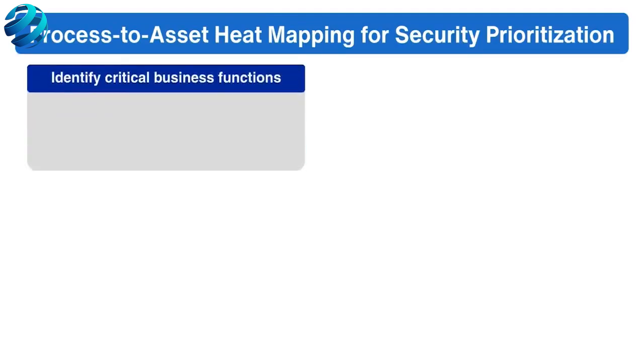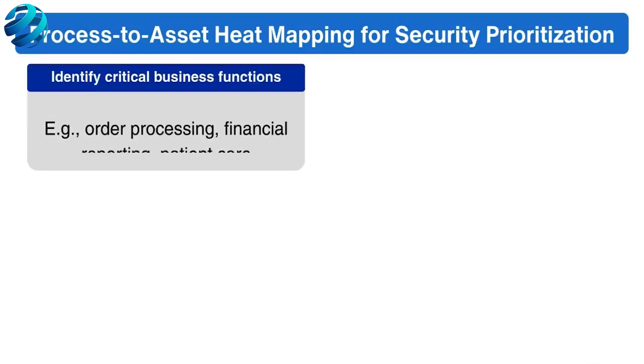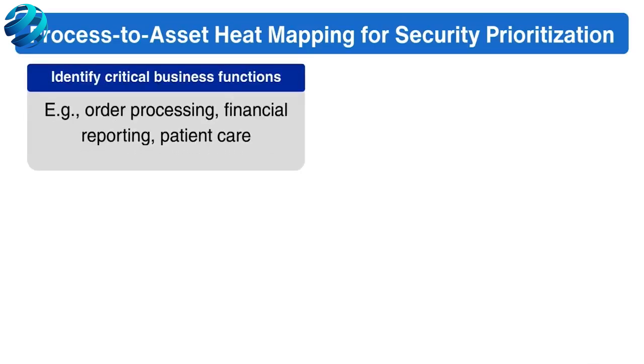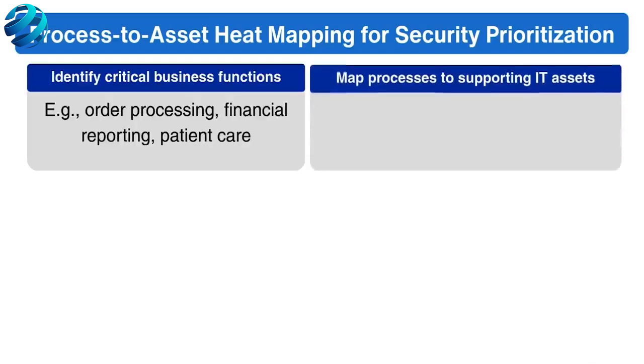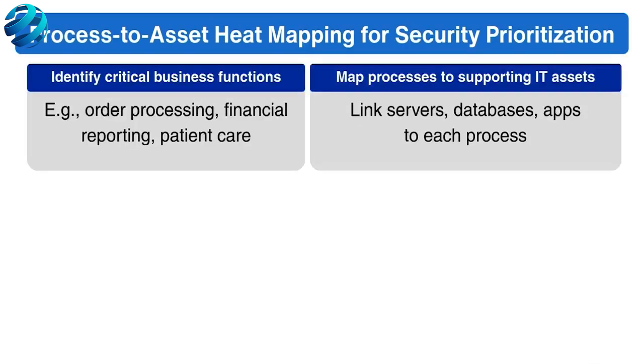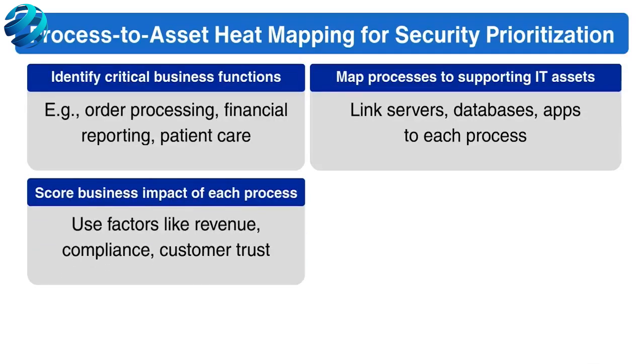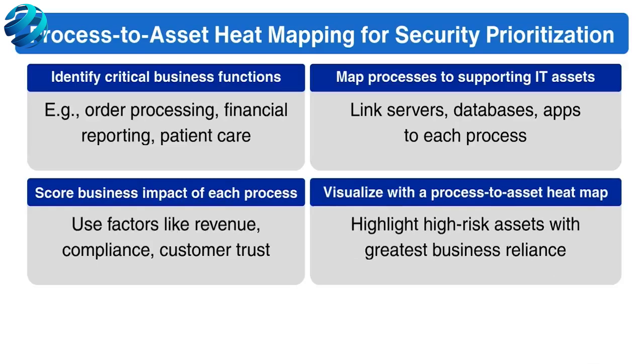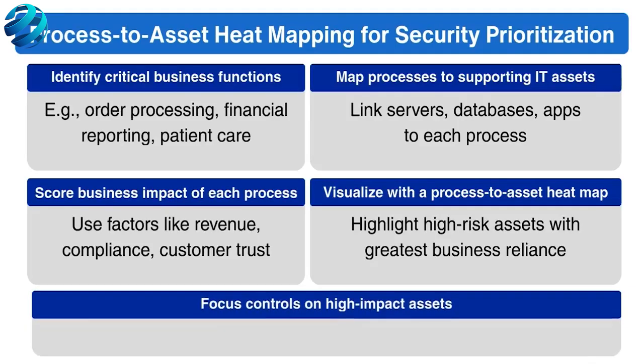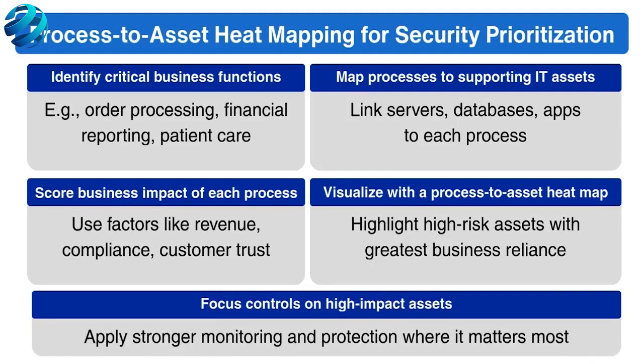The first step is to identify your most critical business functions, such as customer order processing, financial reporting, or patient care. Then, you map these processes to the specific IT assets, the servers, databases, and applications that are essential for them to operate. By scoring the criticality of each process based on its business impact, you can create a heat map that immediately highlights which IT assets are the most vital to the organization's success. This data-driven approach ensures that you focus your most robust security controls and monitoring on the technical assets that pose the greatest risk to the business if compromised.